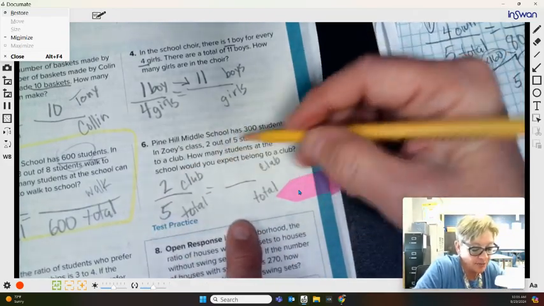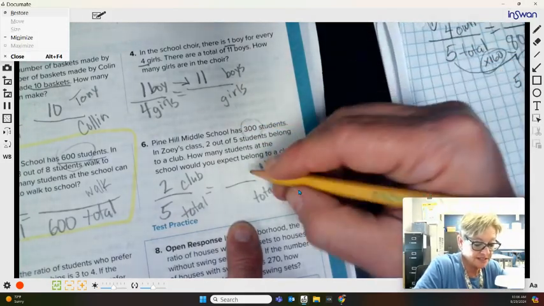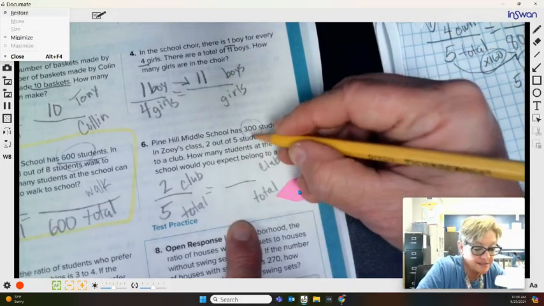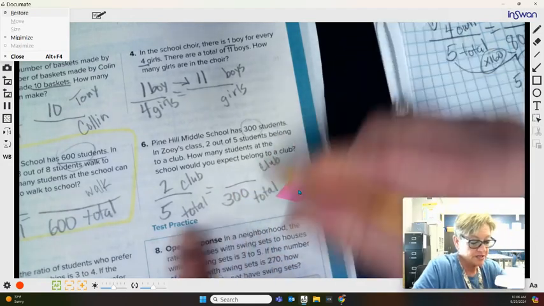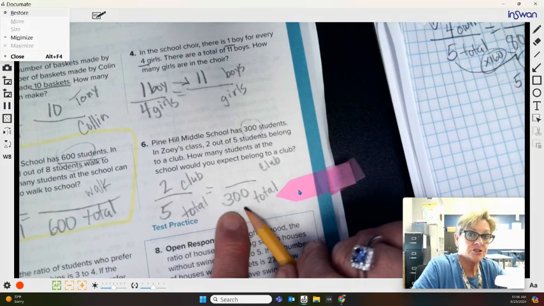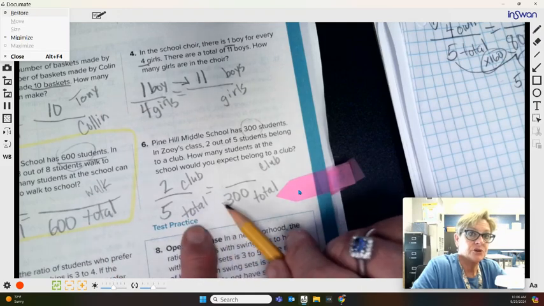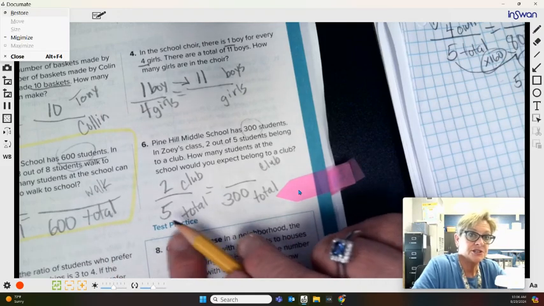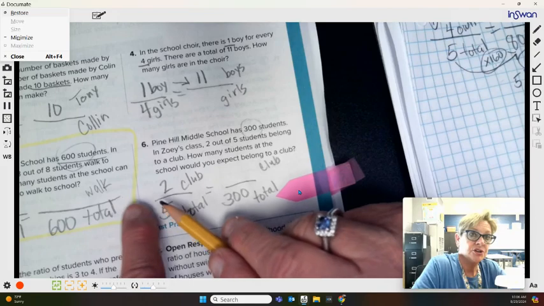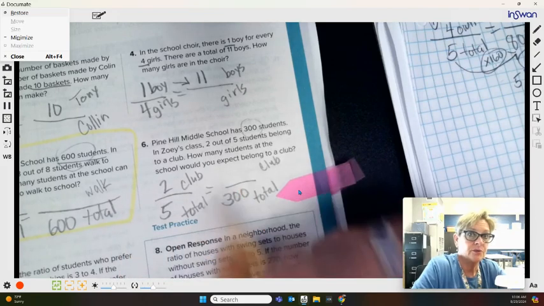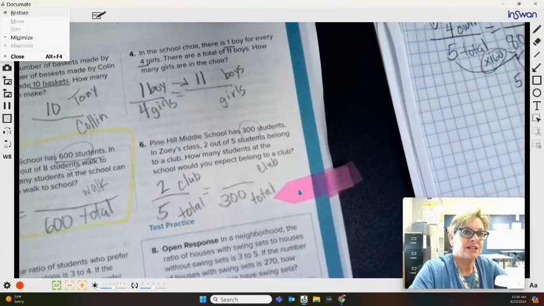Now, let's look back at our problem and see, what do we do with the other value? We've got 300 students. Is that going to be the club or the total? Well, it says the school has that many, so that's 300 total. So to solve this one, you're going to take your 300, divide it by 5, and that's going to give you your multiplicative value that connects these two. So whatever you multiply 5 times to get 300, you're going to multiply 2 times to get the number of kids in a club. Pretty easy, huh? All right, let's look at the next one.